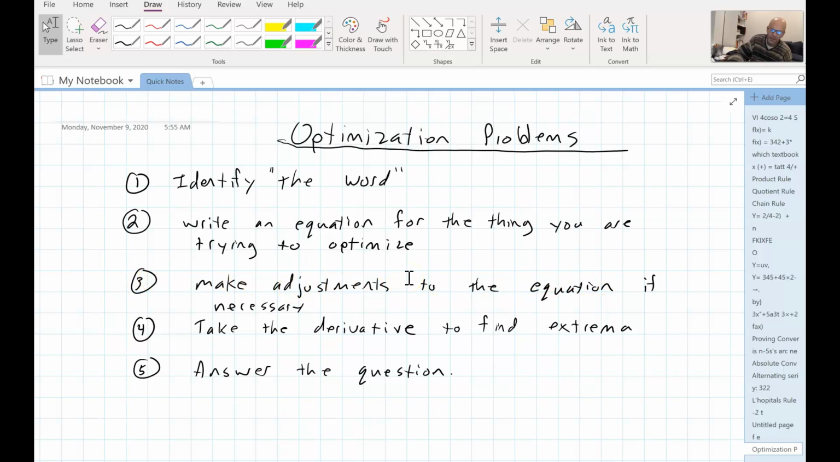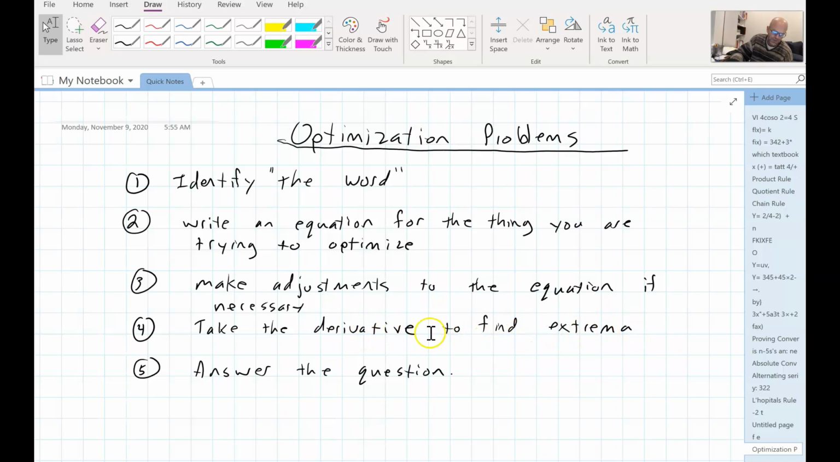So for example, if you write an equation and there's too many variables in it, then you're going to have to go back to the word problem and find some way to eliminate one of the variables. Because in the problems that we just did, where you're finding the max and min using the first derivative test, you really can only handle 2 variables, a dependent variable and an independent variable. So you got to make that adjustment sometimes. Sometimes you don't have to. You just have an equation with 2 variables in it. Okay, and then step 4 is take the derivative to find the extrema.